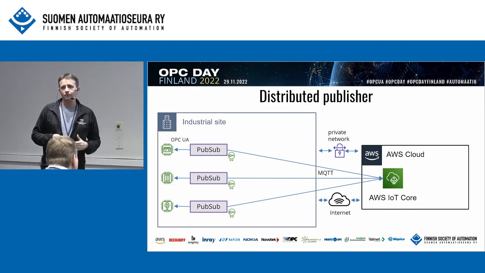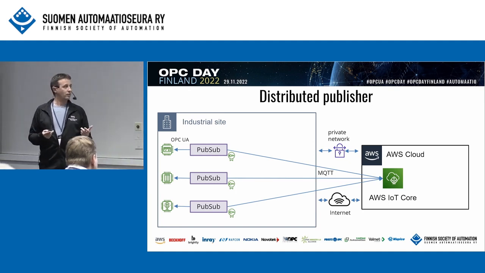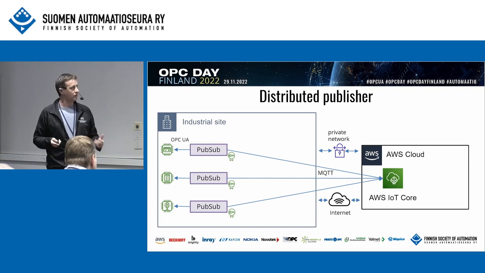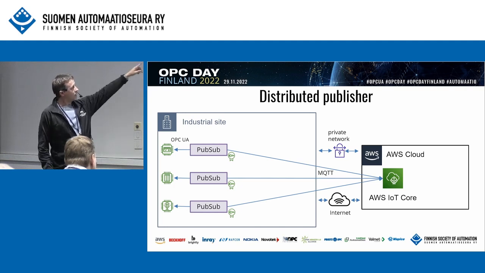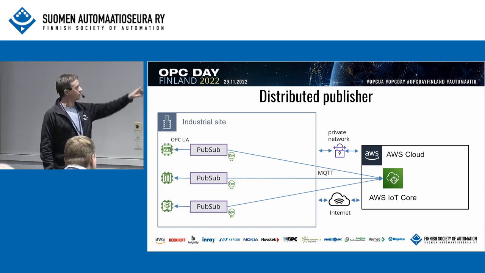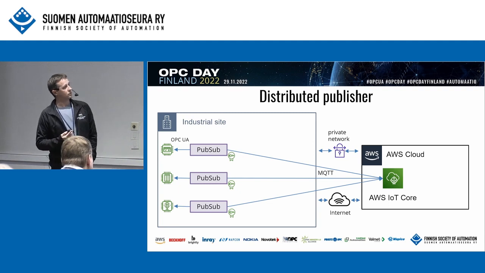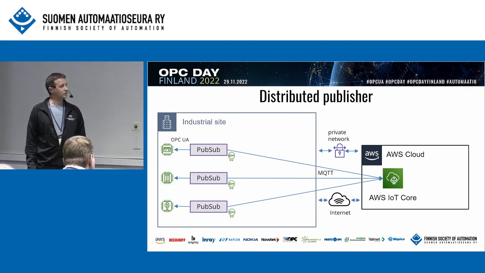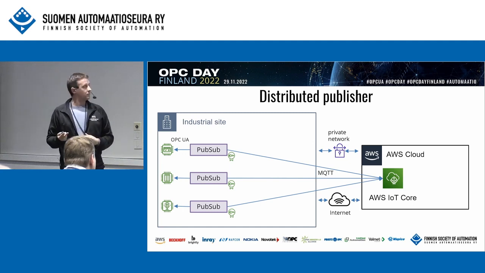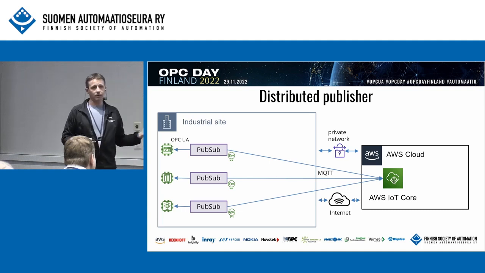So this opens up really new ways of ingesting data from your shop floor into the AWS cloud. You could have, in fact, hundreds of individual publishers that take individual data, securely connecting with their identity to AWS and sending everything up to the cloud. It has some advantages because from a high availability perspective, if one of these PubSub publishers dies, it's not a big deal, in fact. You still have all the other ones that are running.